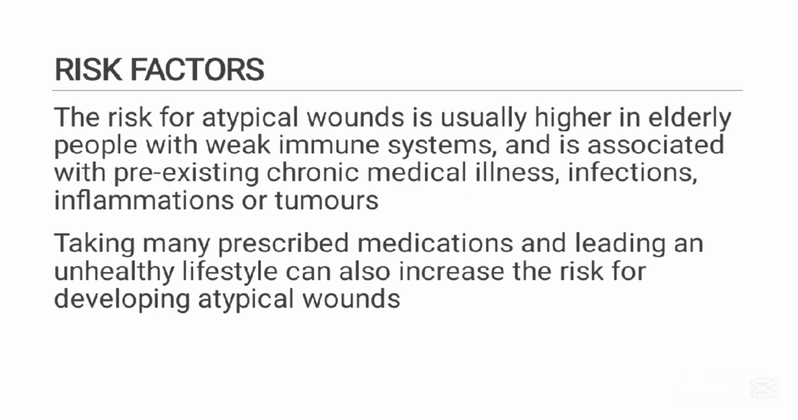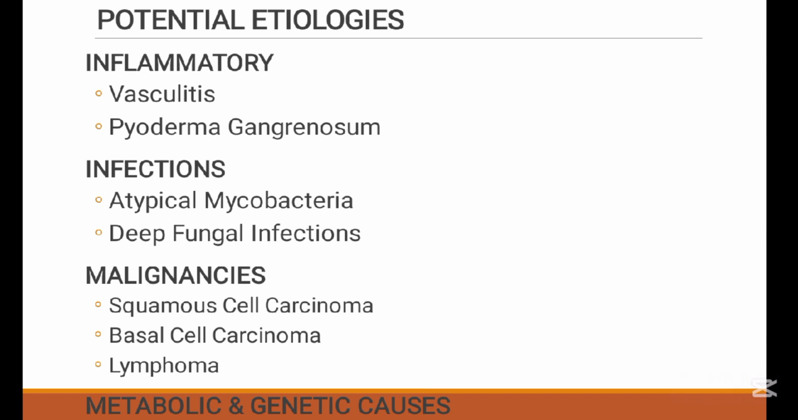The risk factors for atypical wounds are usually higher in elders and people with weak immune systems, and are associated with pre-existing chronic medical illness, infections, inflammations, or tumors. Taking many prescribed medications and an unhealthy lifestyle can also increase the risk for developing atypical wounds. So these are the risk factors that cause atypical wounds. What are the potential etiologies?